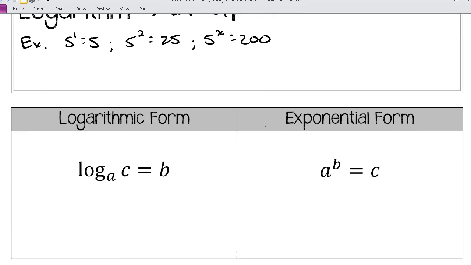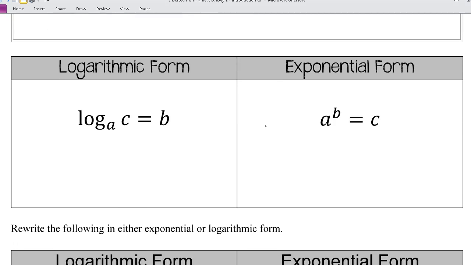So here are our two different forms. We've got our logarithmic form on the left and our exponential form on the right. Let's take a look at the different parts here. I've got this a here, which is a subscript. This is our base. And then I've got my b over here, and this is my exponent. And then my c over here, this is my output. And sometimes we'll just refer to that as the answer.